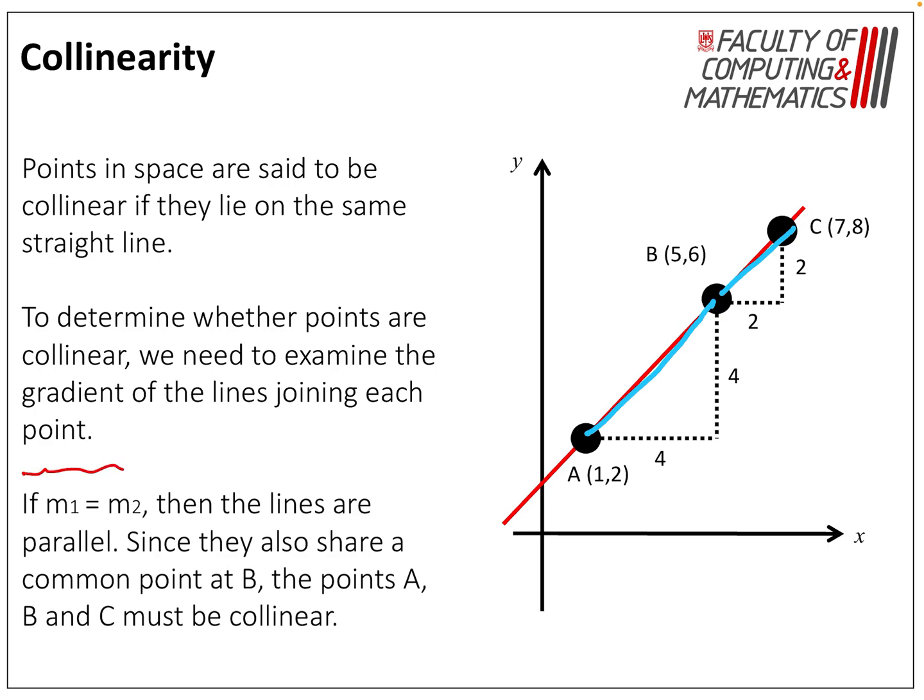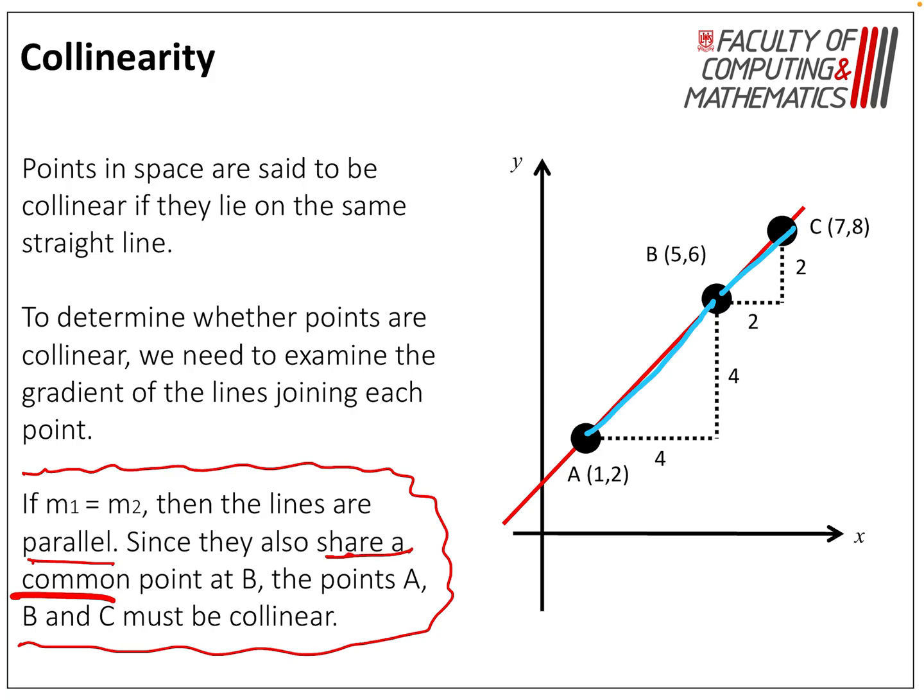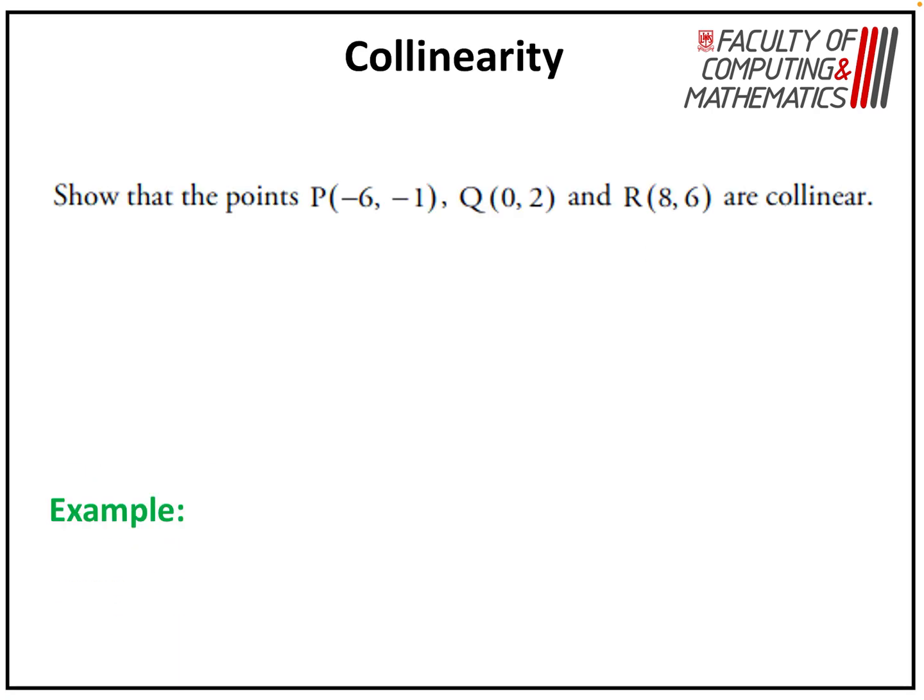Technically, this is one of the hardest marks to get in Higher Maths because it has to meet certain criteria. For two lines to be parallel, you need to tell me that the gradients are the same, so the lines are parallel. They share a common point, and that they must be collinear. These little words that I'm underlining here have to be in the explanation. So let's take a look at it.